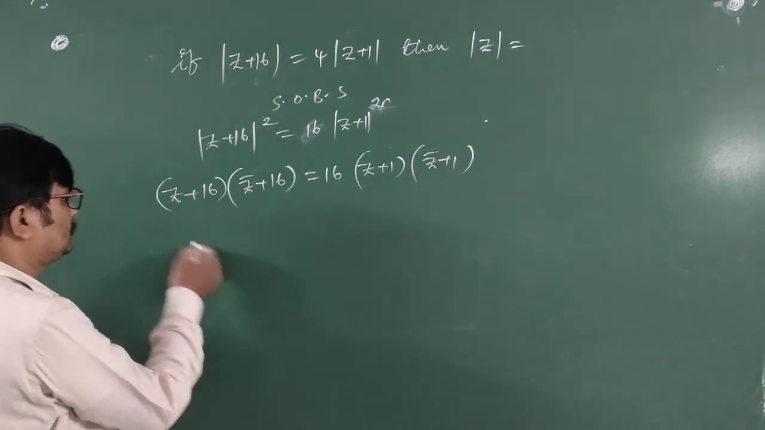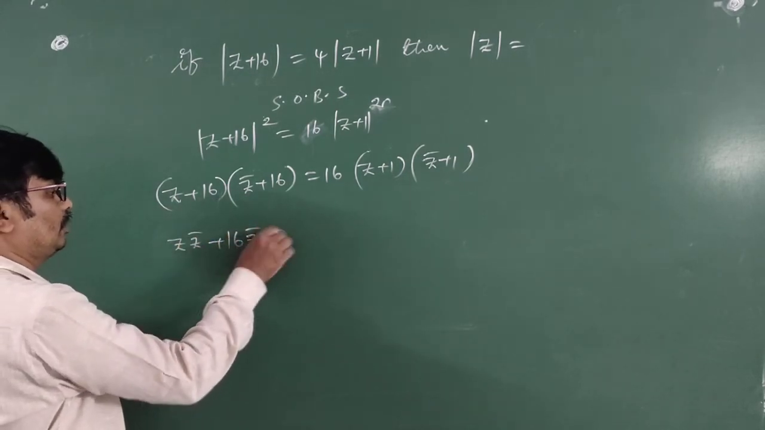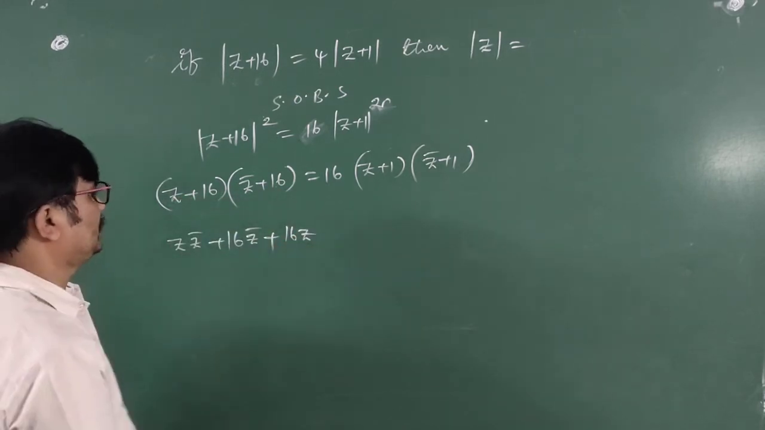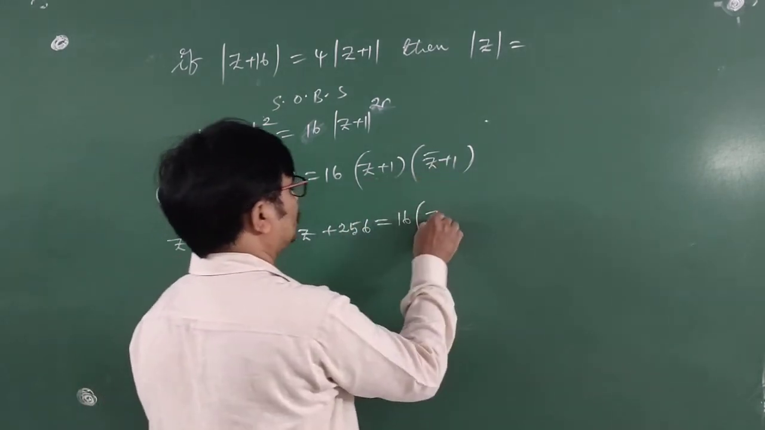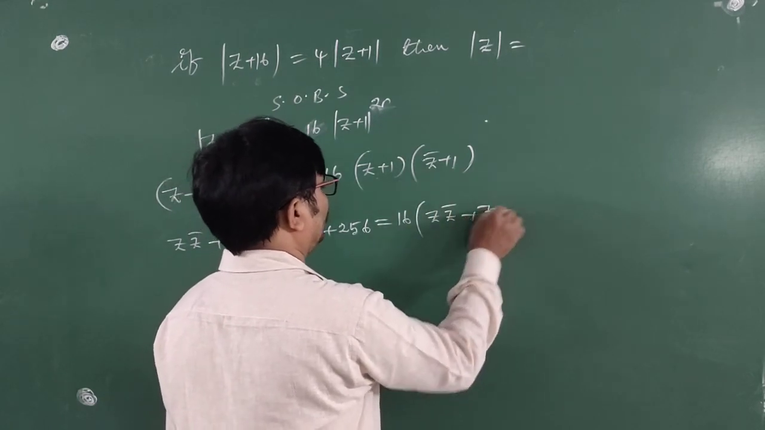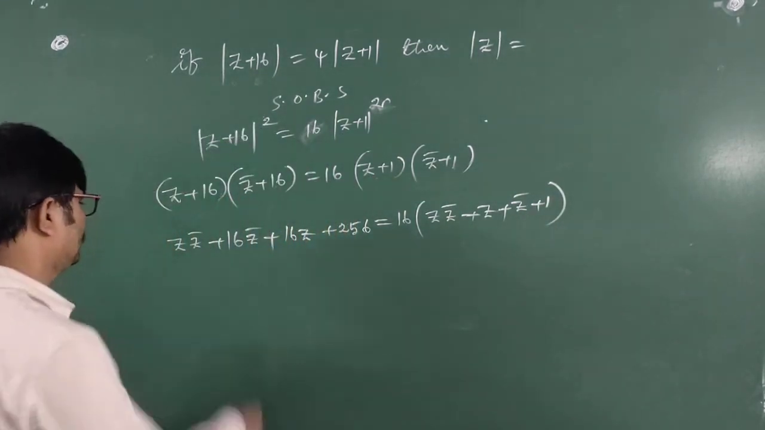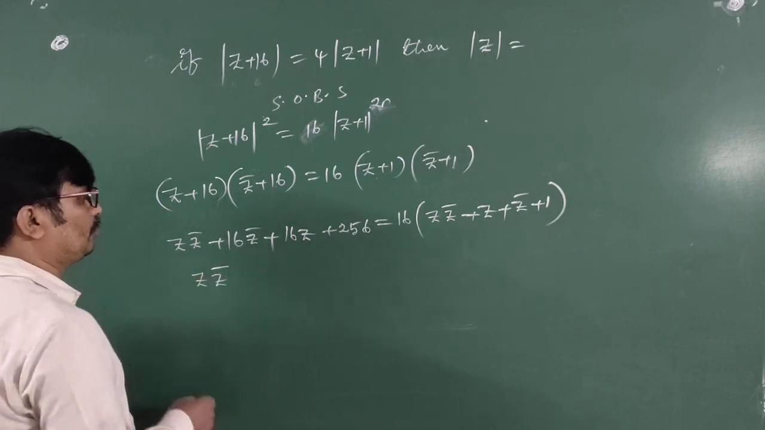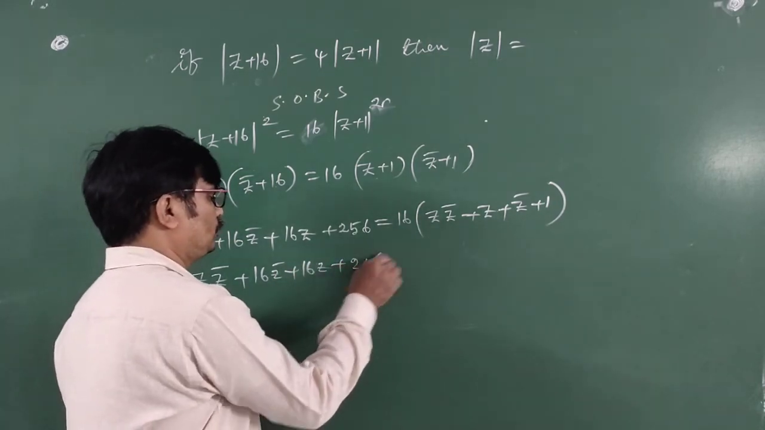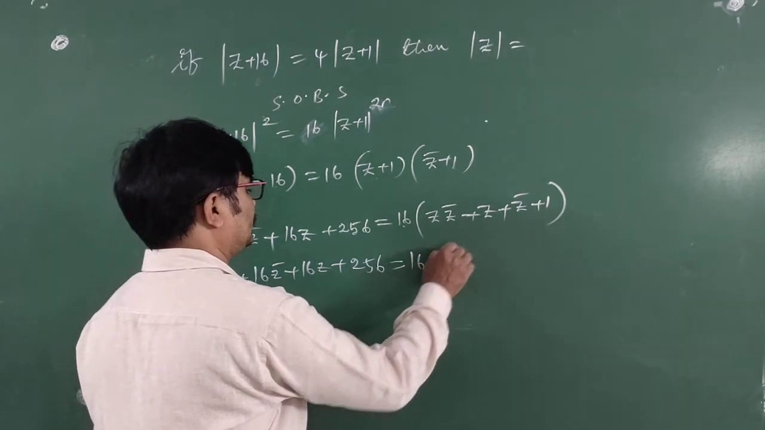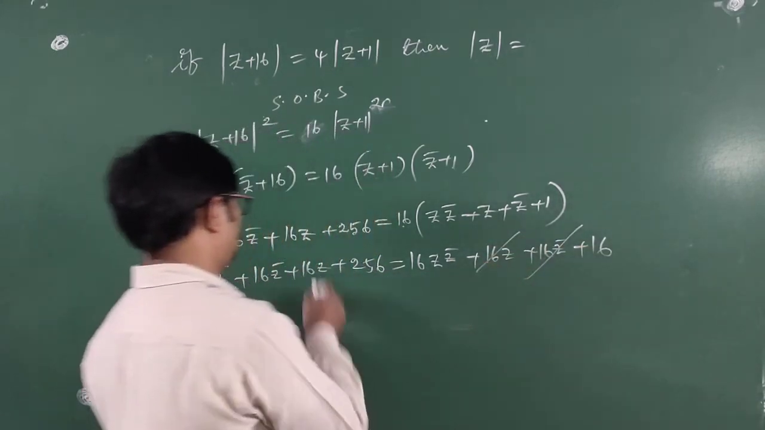Now the multiplication: first multiply with z bar, z z bar, then 16 z bar, 16 z, plus 256. On the right side, 16 into z z bar, 16 z bar, 16 z, plus 16. These two are cancelled.